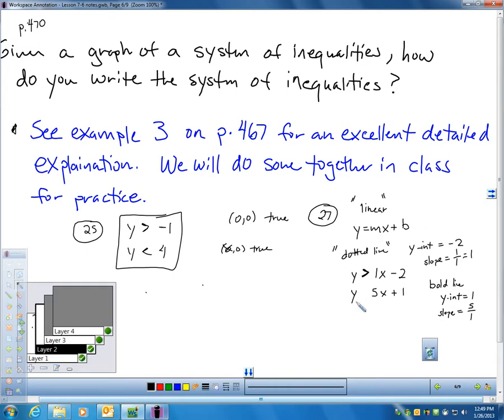Now, if you plug in 0, 0 in comparison to the bold line, do you see how 0, 0 is on the shaded side of the bold line? That means 0, 0 must be a true statement. Let's see what's true. If you put a 0 in here and a 0 in here, you get 0 and you get 1. Well, 0 less than or equal to 1 would be a true statement. I've got to have an equal in there. It was a bold line. Okay, well, there you go. We just found our system of inequalities for that.